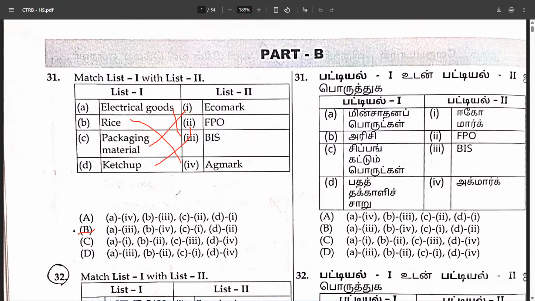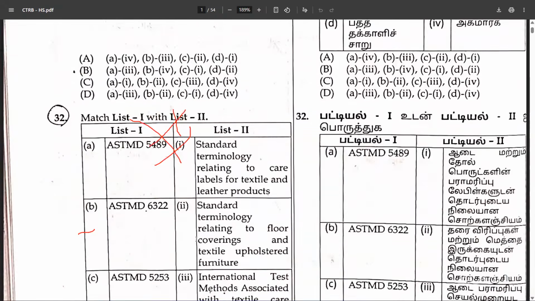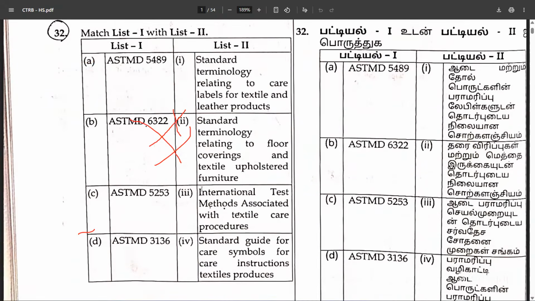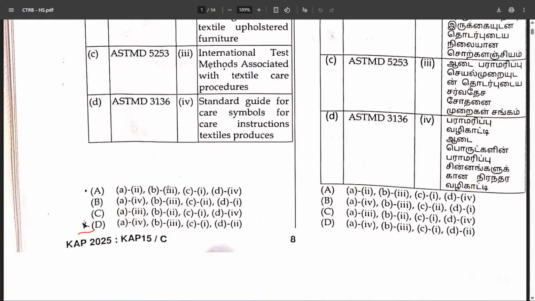Then the next question is, in this, the list is given and they have asked you to match it. So in this, they have asked you to match the American Society for Testing and Materials numbers with the standards. So here the correct answer is answer number A.